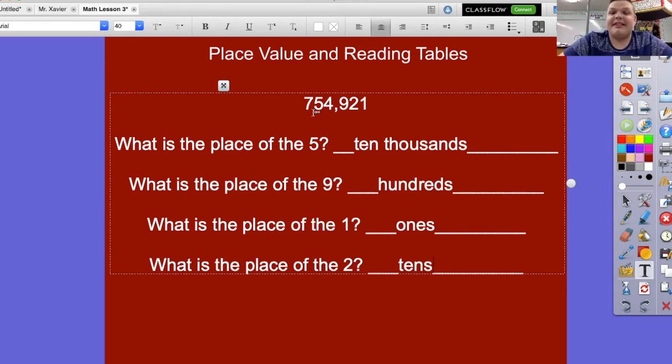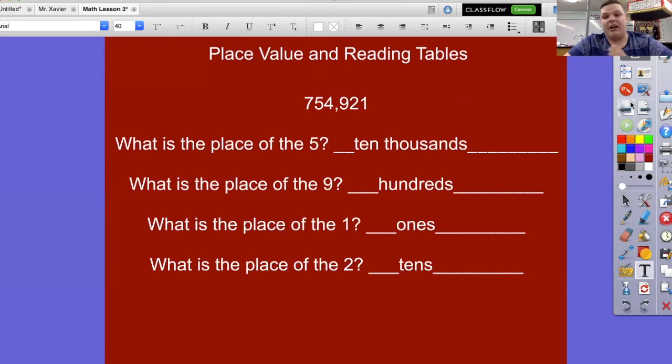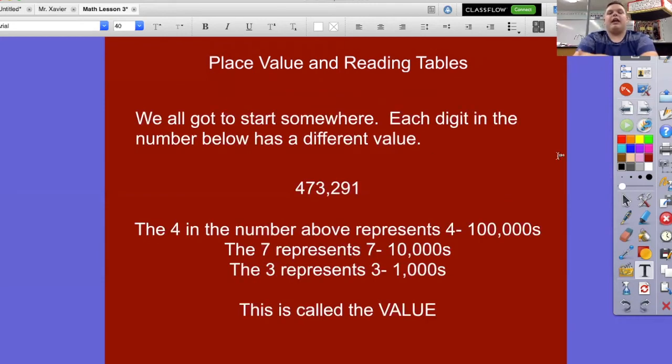Hopefully you said it's in the hundred thousands, because it's in the thousands portion and it's 1, 10, hundreds. It's the third one over, so it's the hundreds place. That is called place value or the value of a digit. Now we all got to start somewhere.